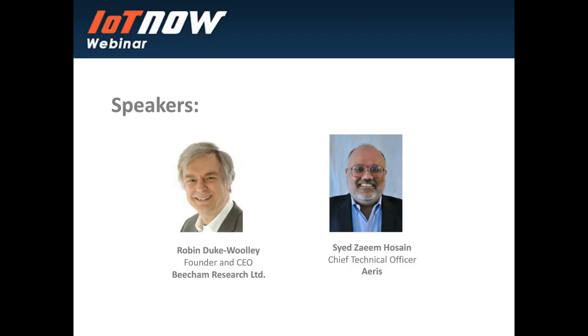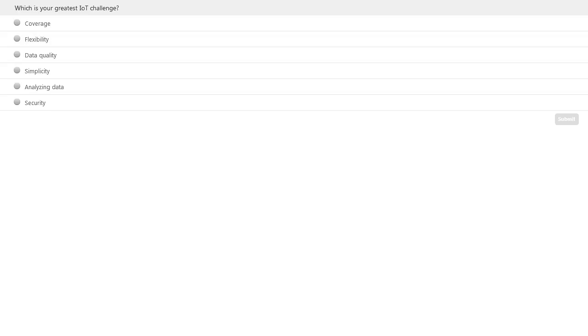Now first, let's have our audience poll. Please remember your answers are anonymous. None of us can see how you reply. Just click the button beside the relevant answer. And our question today is, which of these is your greatest IoT challenge? We'd ask you to choose just one.